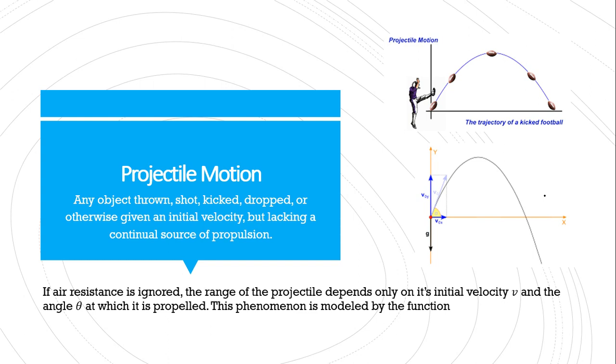The range of the projectile, so how high the projectile is going to go. Again, this would be the range, like from here to here, right? Range is y values. The range of the projectile depends only on its initial velocity and the angle at which it's propelled. So if that's all we need to figure out how high an object is going to go, where it's going to peak, we can use this function: R of theta is equal to 1 over 16 v squared sine theta cosine theta.